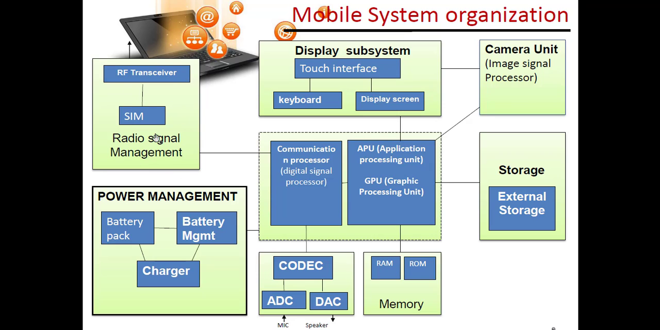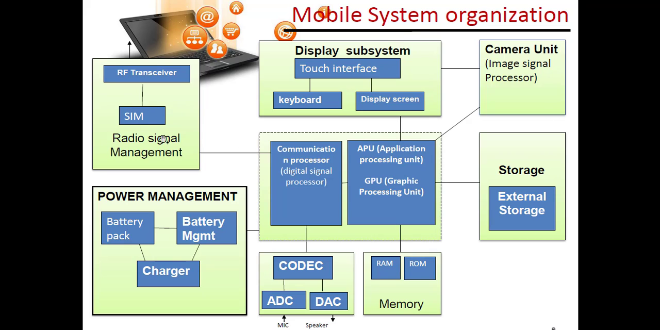So what is there in radio signal management? We have an RF transceiver. This transceiver is short for transmitter plus receiver. What it does is it sends the signal to the tower and it receives the signal from the tower and sends it to the communication processor for processing.